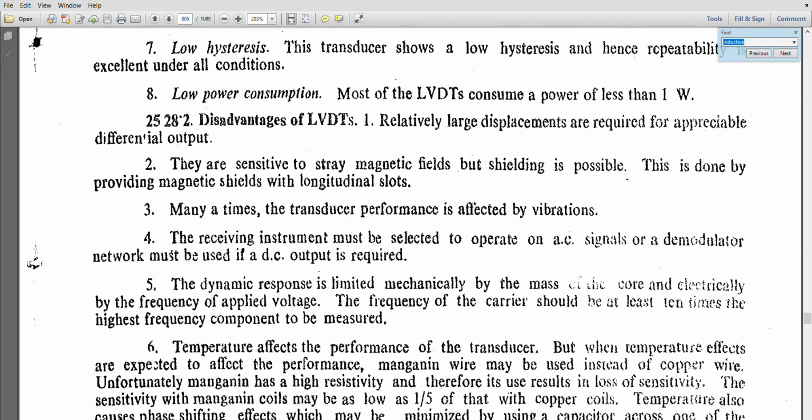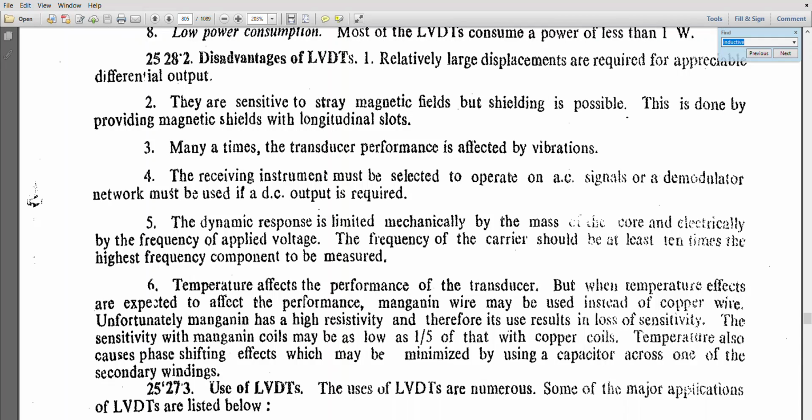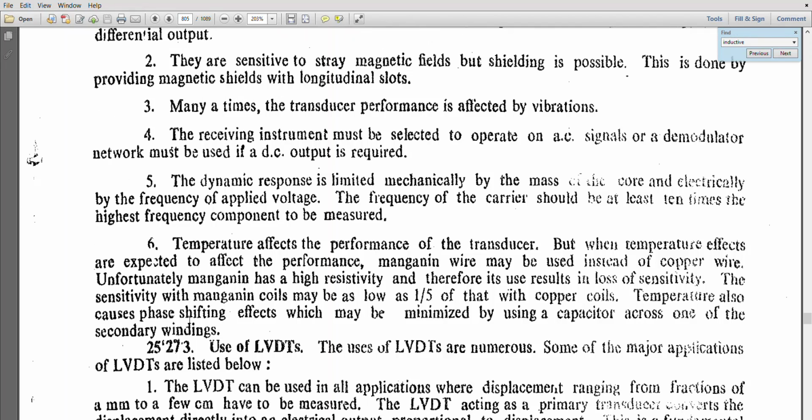What are some of the disadvantages? Relatively large displacements are required for appreciable differential output. You saw that 40 volt per mm. They are sensitive to stray magnetic fields, but shielding is also possible. Many times transducer performance is affected by vibrations, and the receiving instrument must be selected to operate on AC signals or a demodulated network. There are also effects of temperature.